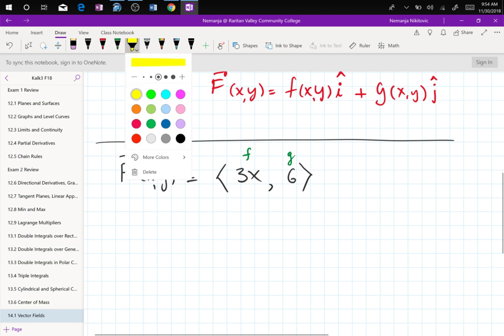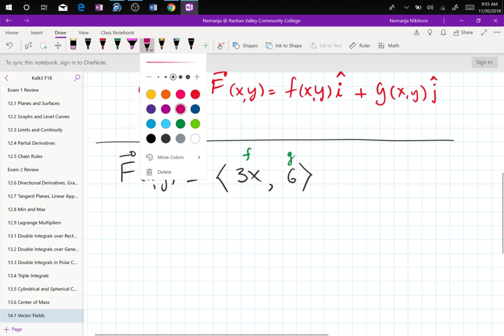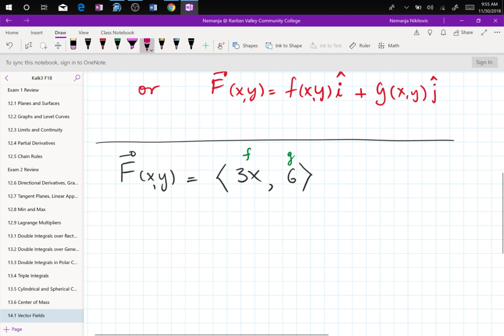I hate this green color. Darker green. I'm not sure how all of these changed. Anyway.